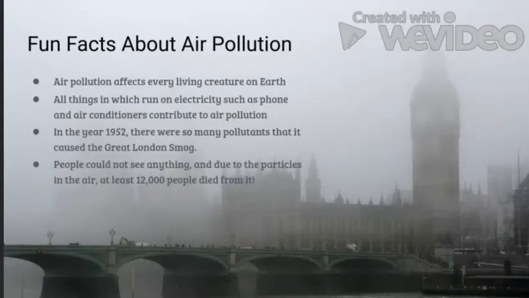Fun facts about air pollution. Air pollution affects every living creature on Earth. All things which run on electricity, such as phones and air conditioners, contribute to air pollution. In the year 1952, there were so many pollutants that caused the Great London Smog. People could not see anything, and due to the particles in the air, at least 12,000 people died from it.